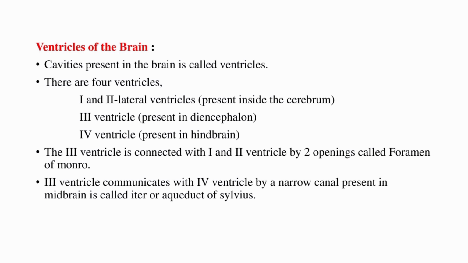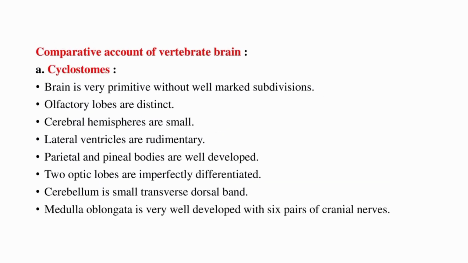The third ventricle is connected with the first and second ventricle by 2 openings called the foramen of Monro. Third ventricle communicates with the fourth ventricle by a narrow canal present in midbrain called iter or aqueduct of Sylvius. Comparative account of vertebrate brain.